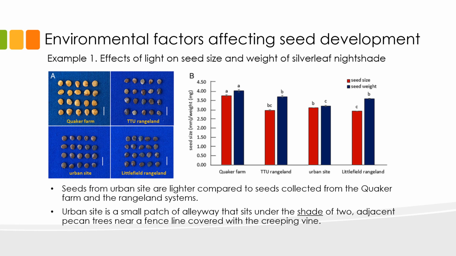An indication that lack of light is a factor in seed development is the fact that the mother plants were significantly taller than silverleaf nightshade plants grown in open fields. Plants tend to elongate when placed under shade in search for light. This tells us that light was a significant factor in the smaller size of the seeds from this location.